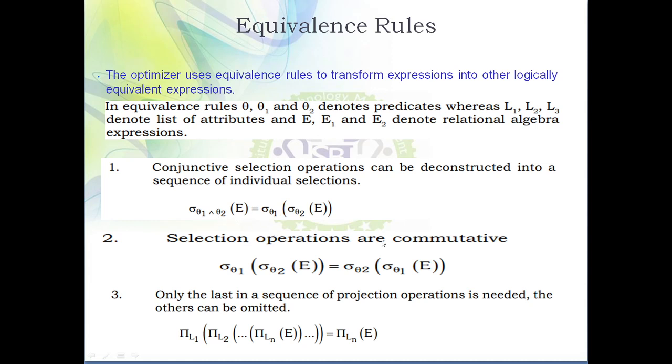Then, selection operation is commutative. Commutative means either you perform the theta 1 condition first and then theta 2, or first the theta 2 condition and then theta 1. Both expressions are equivalent, so selection operation is commutative in nature. Then, only the last in a sequence of projection operations is needed, others can be omitted. Here you can see projection L1, L2, Ln. You can ignore the earlier ones and consider only the last expression.